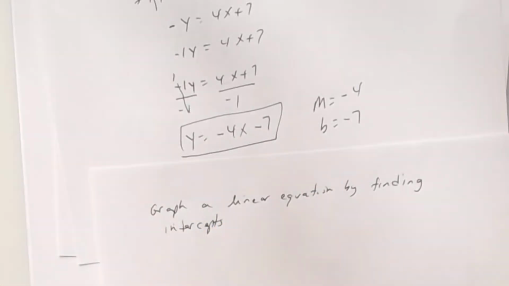All right. So make sure you read the directions. Some of you still have a habit of not following directions. The directions are important. So if it says graph by finding intercepts and you graph it by using slope and y-intercept, you didn't follow directions. Okay? Follow directions.